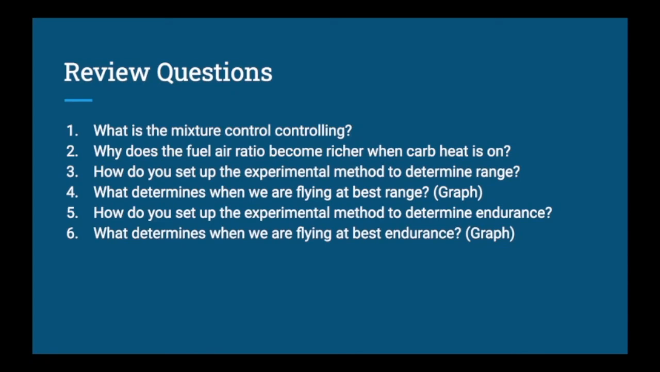Okay, review questions for today. The mixture is controlling our fuel-air ratio. It becomes more rich with carb heat on because the air is less dense; it's hot air. How do you set up the experimental method to determine range? What determines when we are flying at best range? The L over D max, or also the minimum drag.